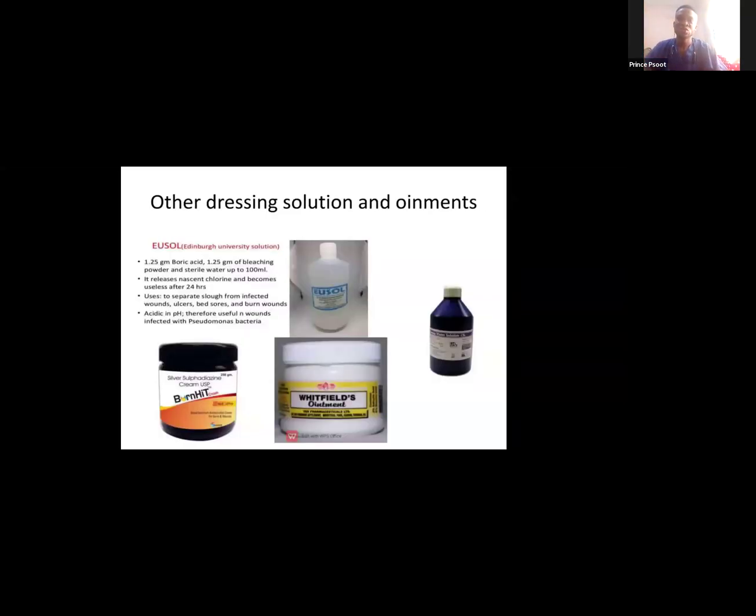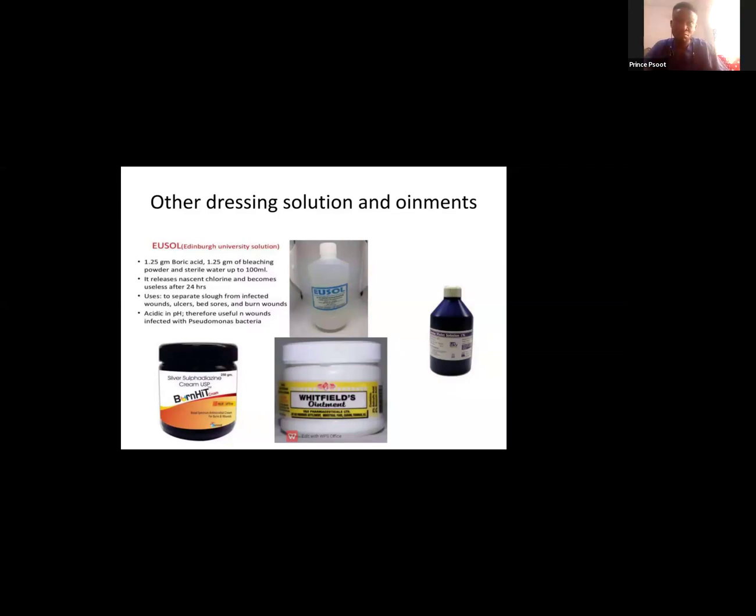Now, other dressing solutions and ointments include Eusol. I mentioned this when we started. Eusol means the Edinburgh University Solution of Lime. It's a solution of lime. It helps the injury to granulate from inside out.